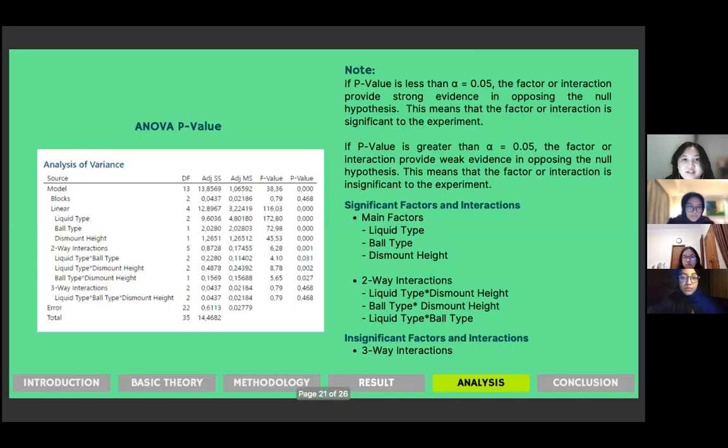Lastly, the p-value from the ANOVA was checked, and it should be noted that if the p-value is less than the significance level, the factor or interaction is significant to the experiment, and if the p-value is greater than the significance level, the factor or interaction is insignificant to the experiment. From the result of the ANOVA, it can be concluded that the significant factors and interactions include all main factors and all two-way interactions. Meanwhile, the insignificant factors and interactions include the three-way interaction. Next.